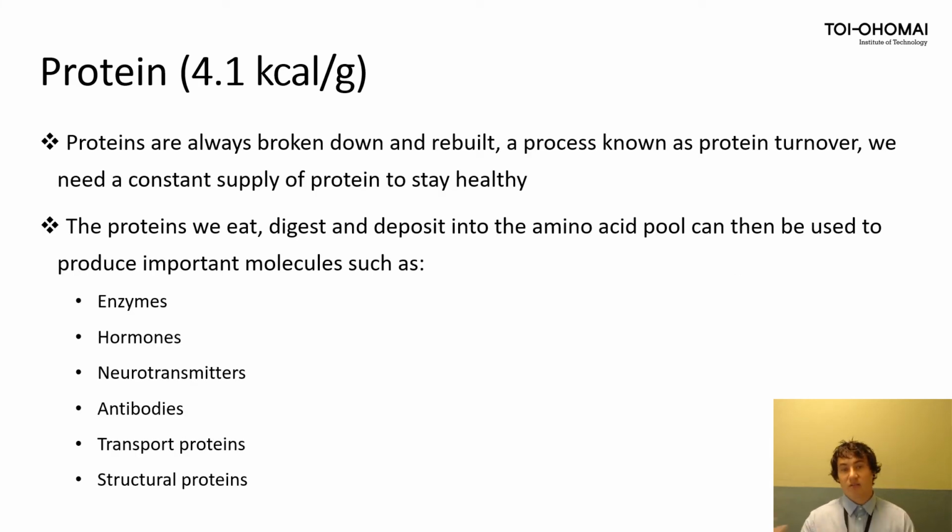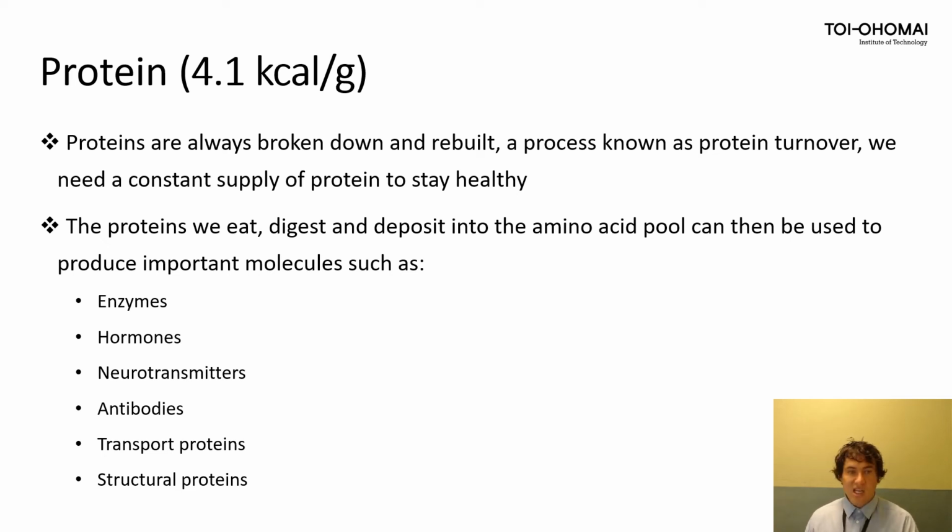Proteins are always broken down and rebuilt. This is called protein turnover. So you're breaking down proteins and building them up constantly. It's almost like when you are renovating your house: break it down, build it up, and this constant cycle of breakdown and build up means you need a constant supply of different amino acids.